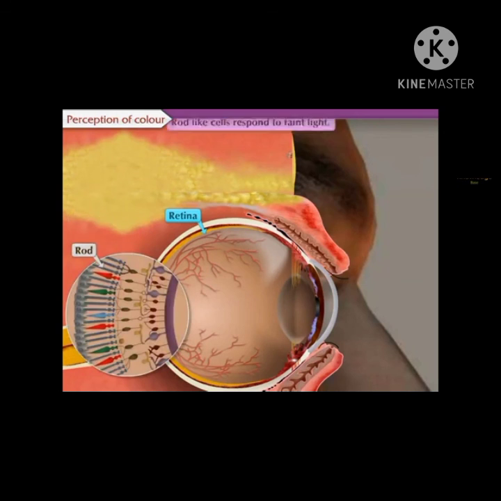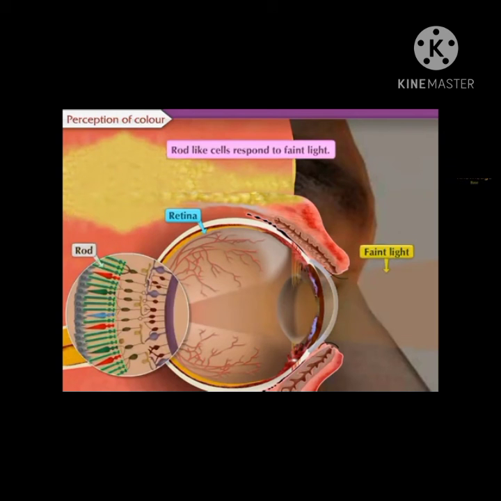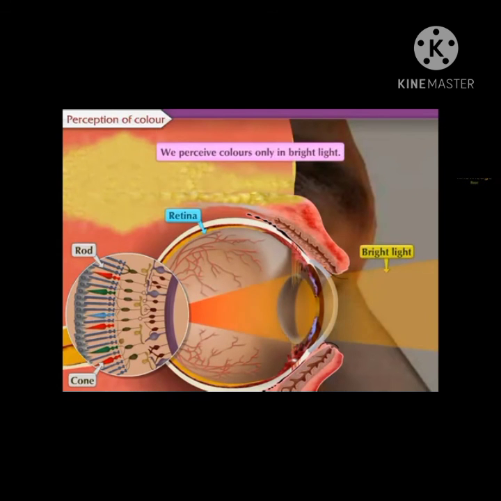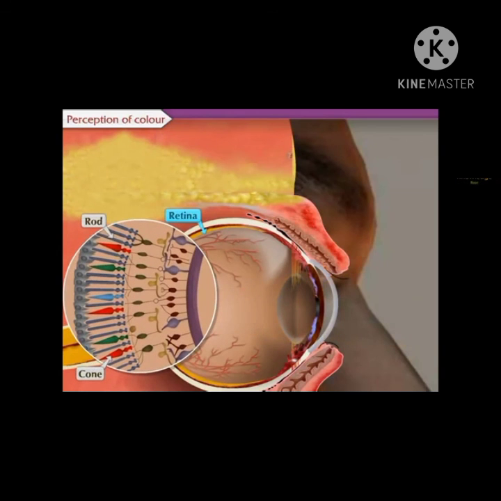Rod-like cells respond to faint light, but conical cells do not. Thus, we perceive color only in bright light. The conical cells can respond differently to red, green and blue color. When red color falls on the eyes, the cells responding to red light get excited more than those responding to the other colors and we get the sensation of red color.